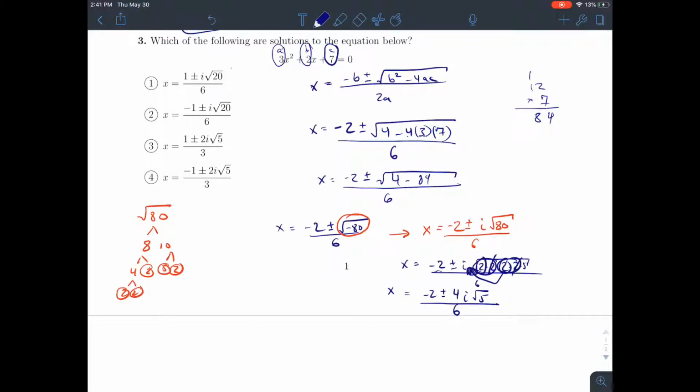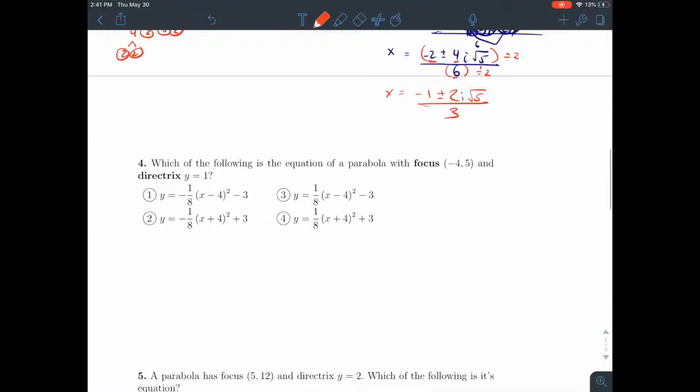Now the final thing to realize is all of the values outside of the square root can all be reduced by the same number. What number reduces 2, 4, and 6? Yeah, that number is 2, so we reduce by 2 in the numerator and denominator, and that leaves us with our final answer. x equals negative 1 plus or minus 2i root 5 all over 3. Which is this answer.